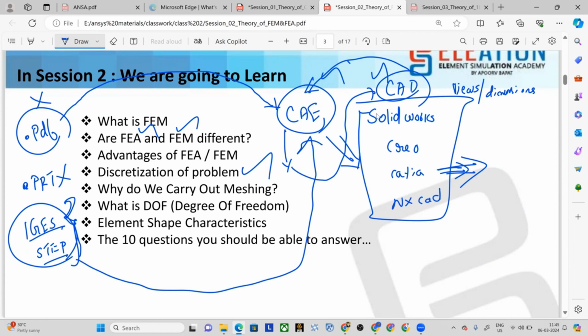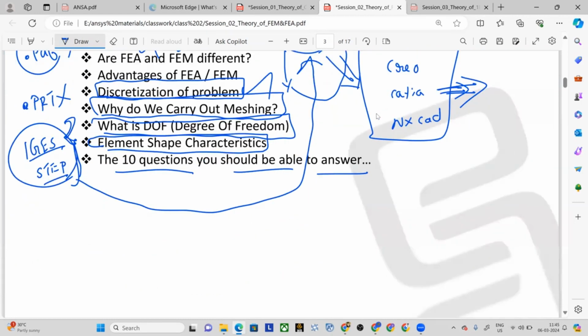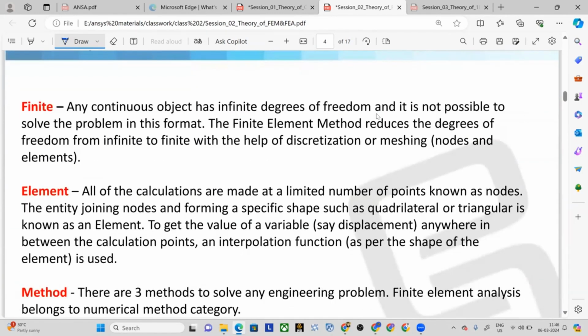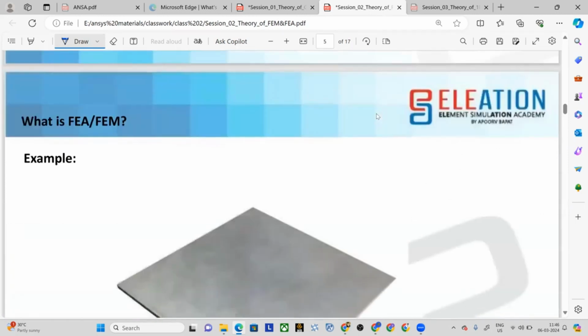Thank you. Now, we are going to see what is discretization of the problem. This is very, very important because it is the first thing you will become familiar with, as you did not include finite element method as a subject in your UG. So why do we carry out meshing, what is the meaning of degrees of freedom, and what are the different element shape characteristics? These are questions you should be able to answer before getting on to any problem in the finite element method. I'll share this PDF with you so that you can have some notes in hand, which will help you a lot. Now I'm going to explain.